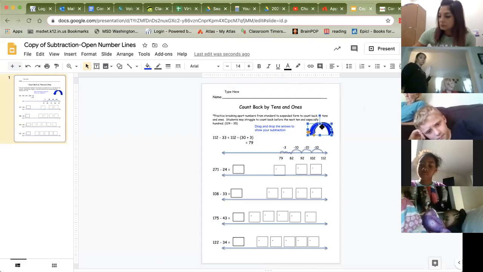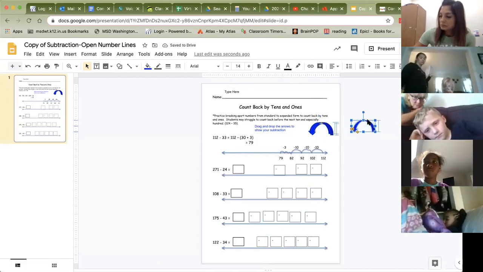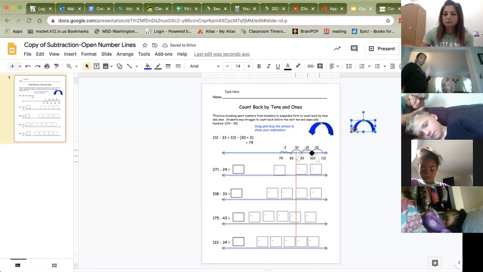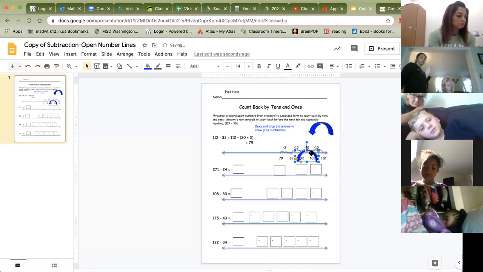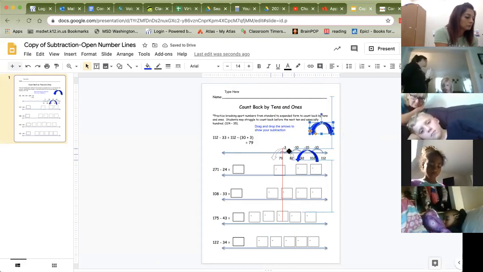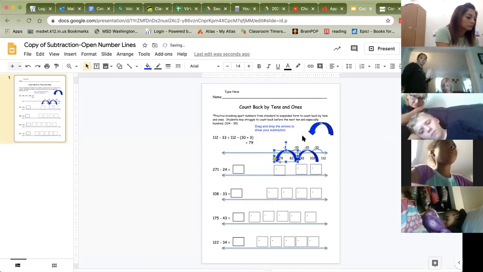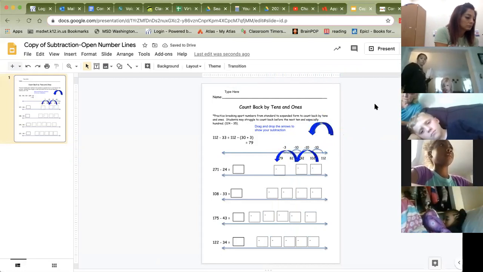Okay, and then do you guys see these blue arrows? All right, you can drag them over here. So if you want to start at the number and then subtract a number and then drag the other arrow over, you can. If that's too much, you don't have to do that. Okay, and then you'll type in the subtraction.